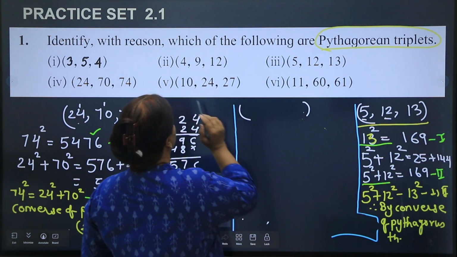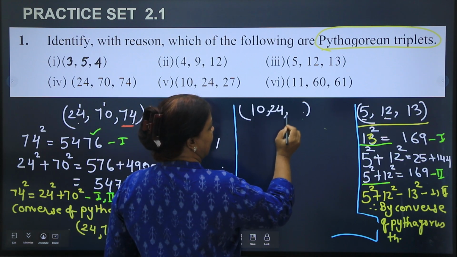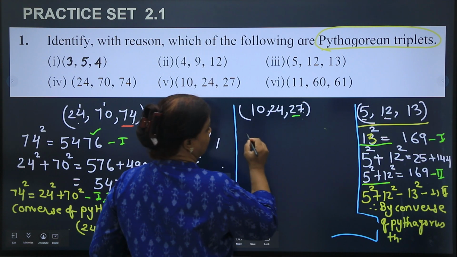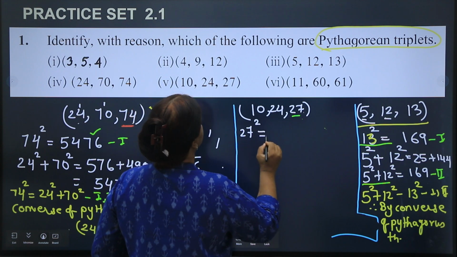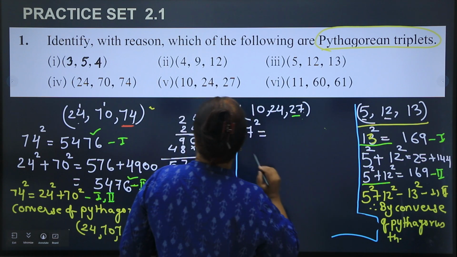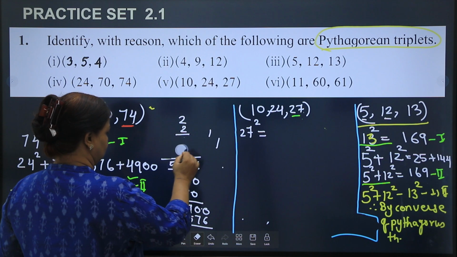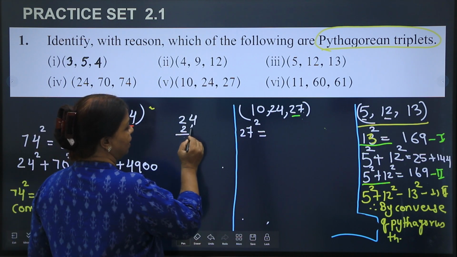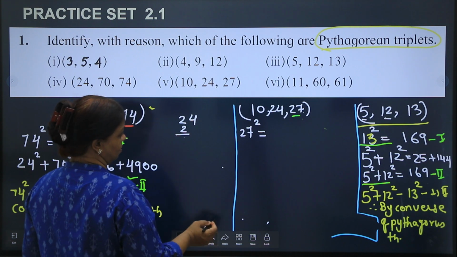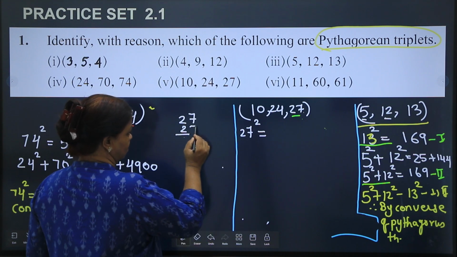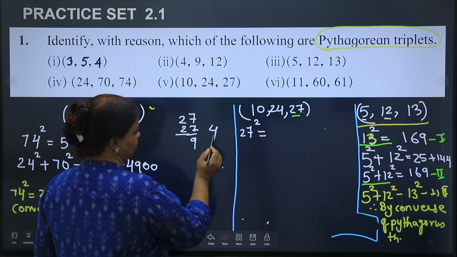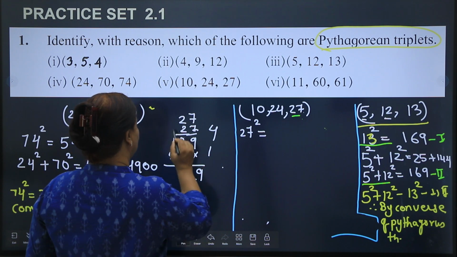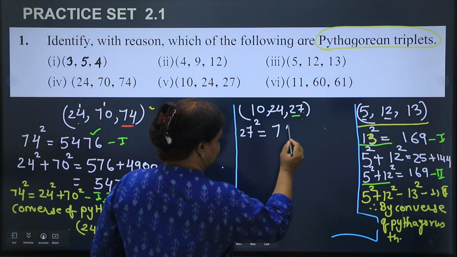The numbers are 10, 24 and 27. Out of which the greatest number is 27. So let me take the square of 27. 27 square is 27 multiplied by 27. 7 sevens are 49, and so on, and we get 729.